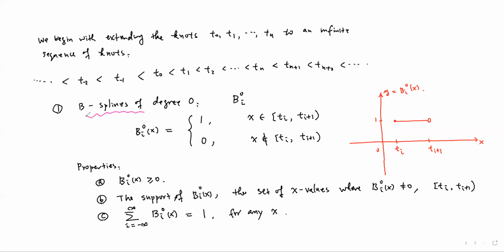Now this is the starting point to construct B-splines. For degree higher than 0, the B-splines are defined recursively by the following formula. This is number 2. B-splines of degree k greater than 0, higher degree B-splines.